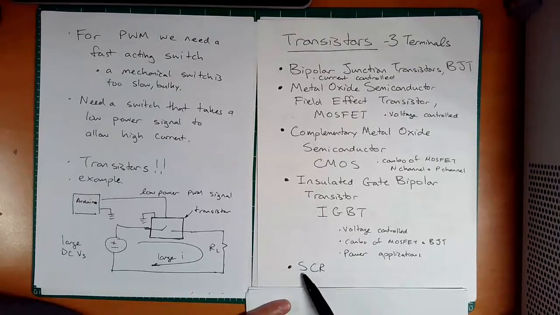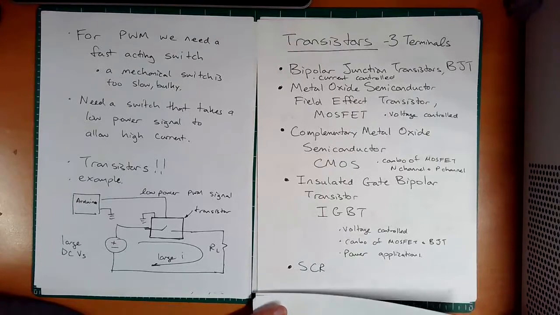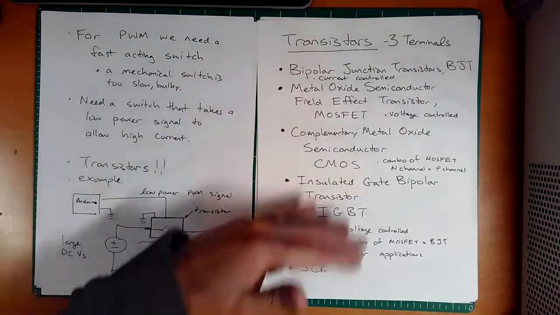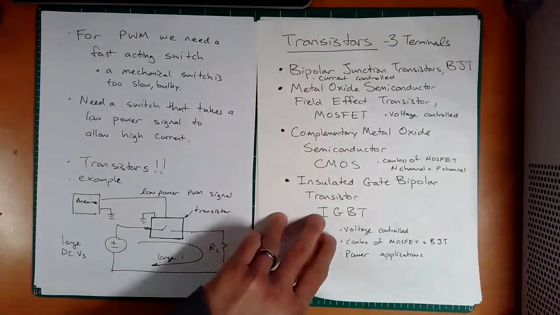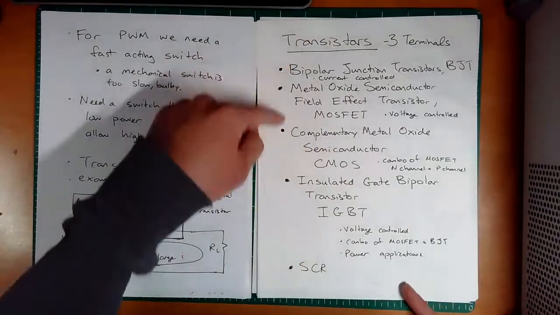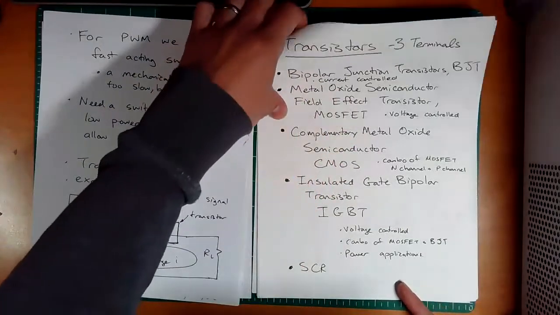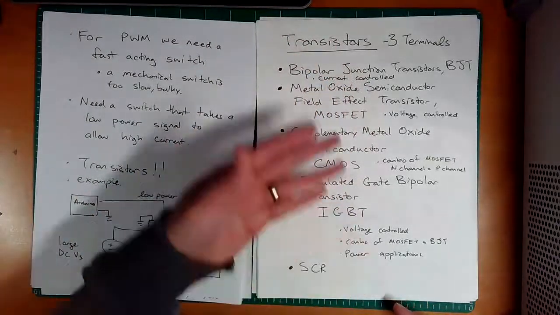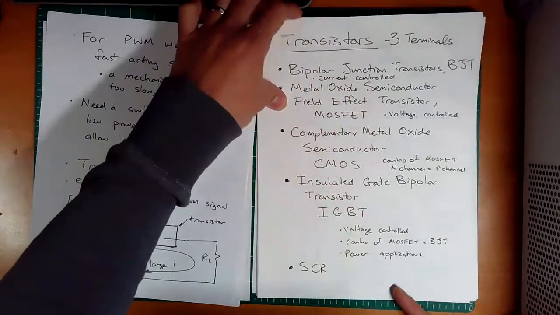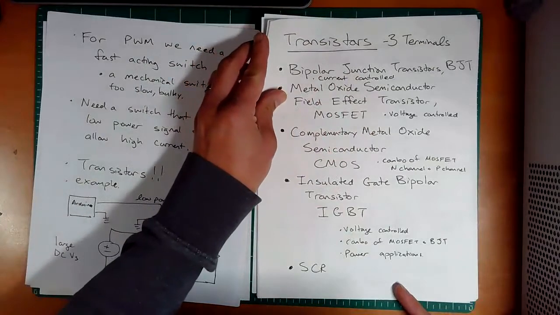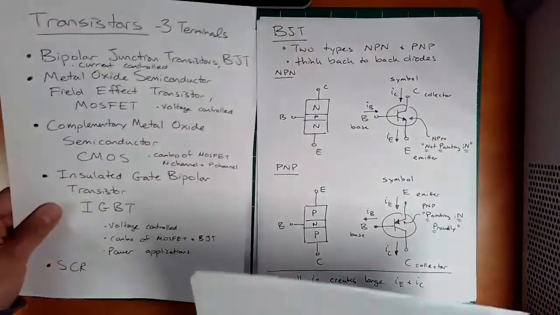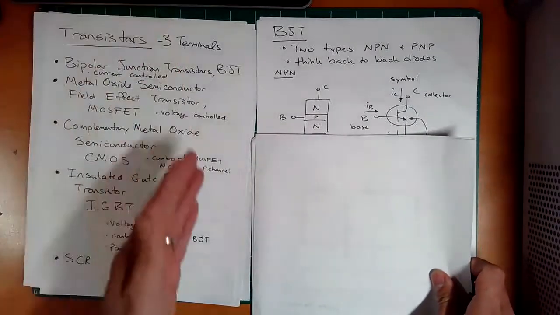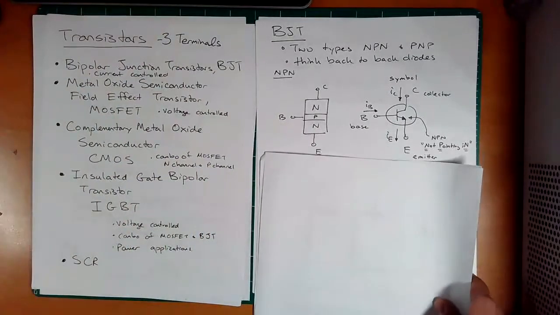There's also SCRs, silicon controlled rectifiers, right? So these are all common types of transistors in your toolkit, okay? But we're just going to focus on these three, because once you learn one, the rest are just a variant of this, okay? Okay, so let's look at the bipolar junction transistor. And remember, three terminal device, small signal in, allows a large current out between two of the terminals.